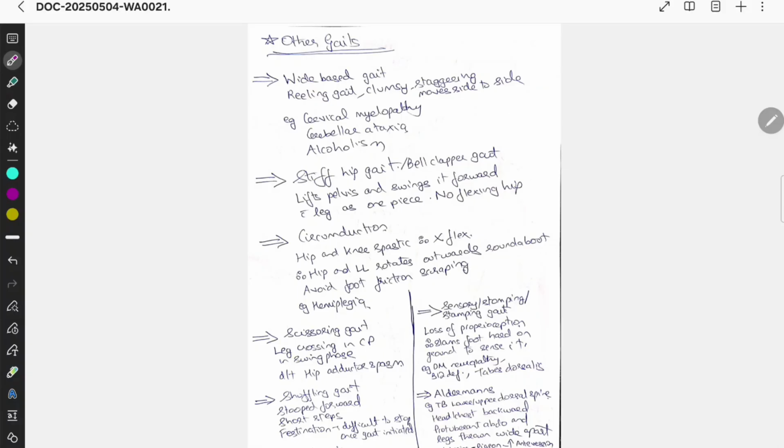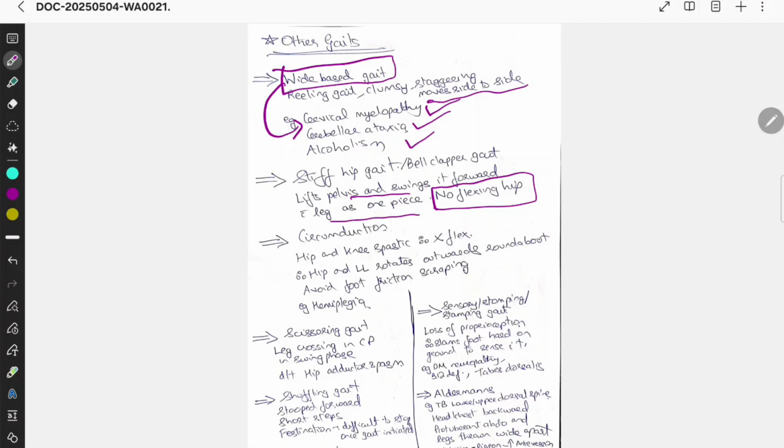I'll go quickly. So if a wide base gait is there, reeling gait, clumsy, staggering and moving side to side, it is seen in classical cervical myelopathy, cerebellar ataxia, and alcoholism. So the commonly used word is wide base gait, seen in cervical myelopathy. Now stiff hip gait or bell clapper gait. What happens is, there is no flexion at the hip. So the patient lifts the pelvis and swings it forward with the leg as one piece. Am I making sense? That is the stiff hip gait or bell clapper gait.